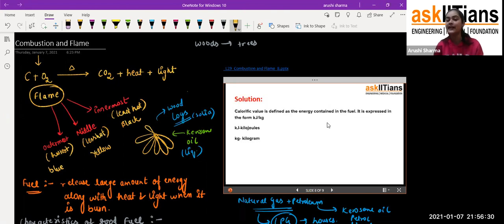Calorific value is defined as the energy contained in the fuel. It is expressed in kilojoule per kilogram. kJ is kilojoules, kg is kilogram. Got my point, students? By completing this topic of calorific value and fuel efficiency, we are done with this chapter, and I hope my students have understood each and everything very well.